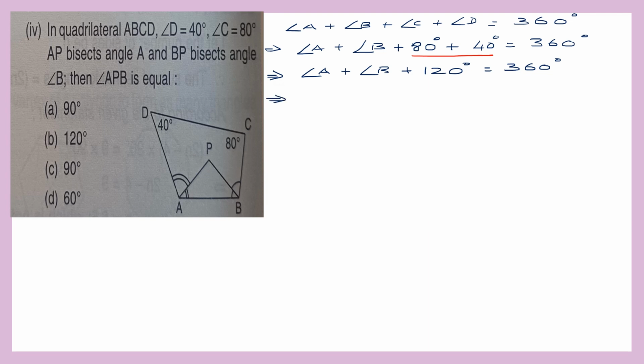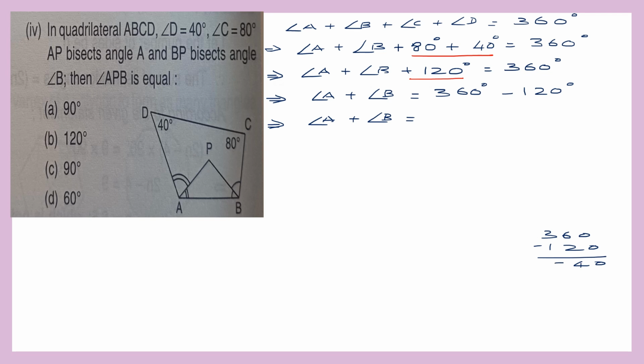So now we can say angle A plus angle B is equal to 360 degrees minus 120 degrees. We have transposed this plus 120 to the right hand side, so it's become minus 120. So let's write angle A plus angle B is equal to, how much is 360 minus 120? 0, 4, 3 minus 1 is 2. So that is 240 degrees. When you add up angle A and angle B, you get 240 degrees.